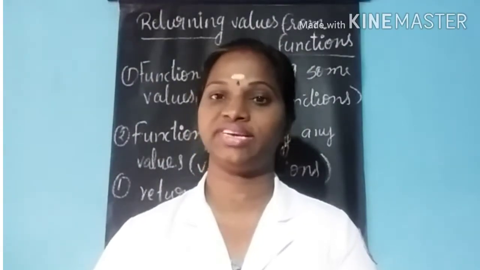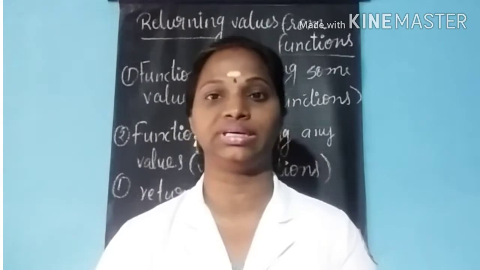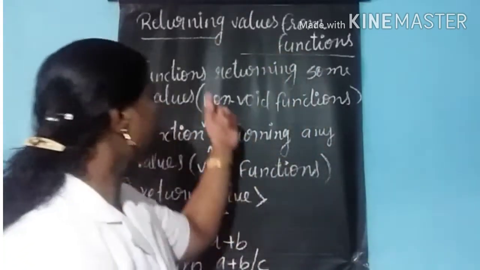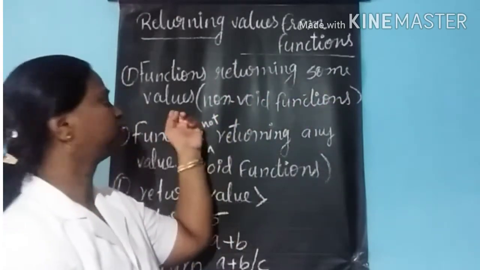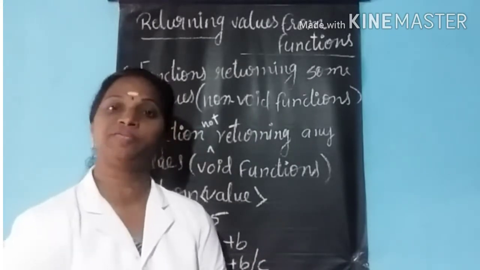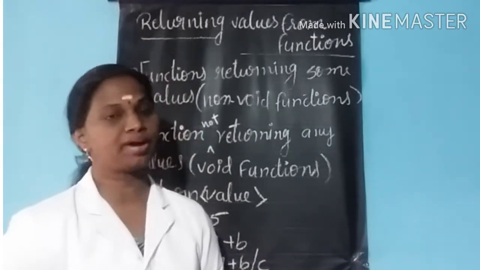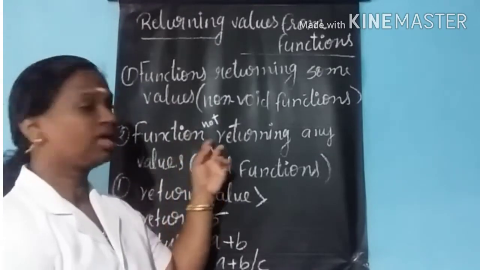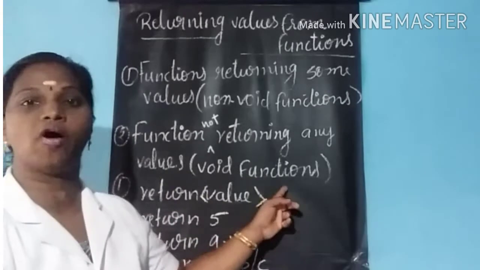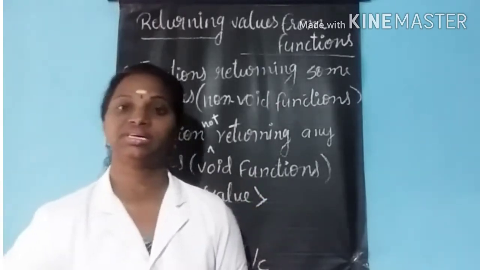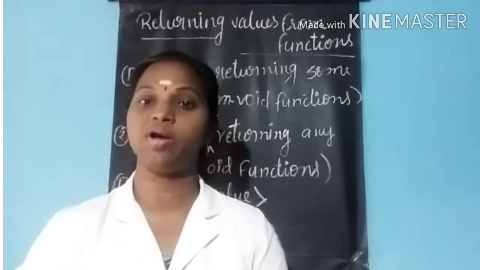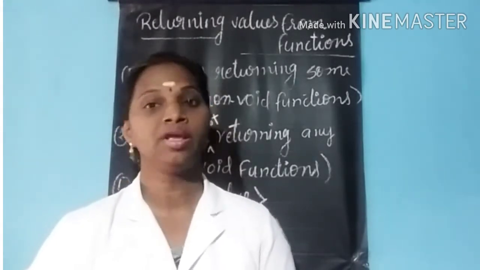See children, functions in Python may or may not return values. So we can divide functions into functions returning some values, that is non-void functions, and functions not returning any values, that is void functions. Functions returning some values are called non-void functions, and functions not returning any values are called void functions.